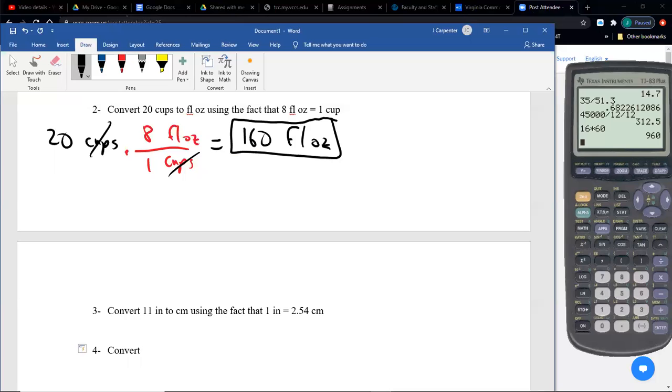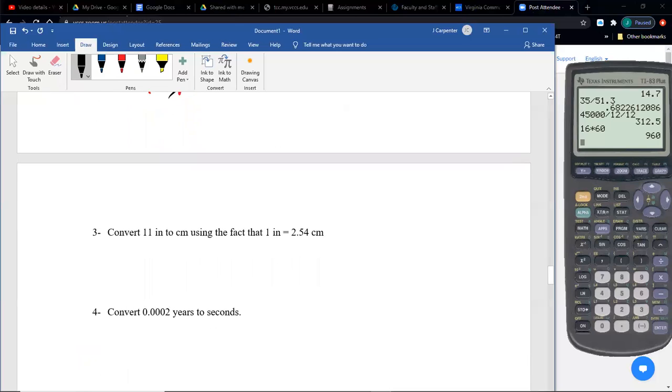We're going to convert 0.0002 years to seconds. And I'm not giving you any facts for that one. So 4 is obviously going to be a little longer. We've seen examples like it, but I'll give you, let's call it 7 minutes, 6 minutes, 6 minutes. That'll probably be the last 2 we do.